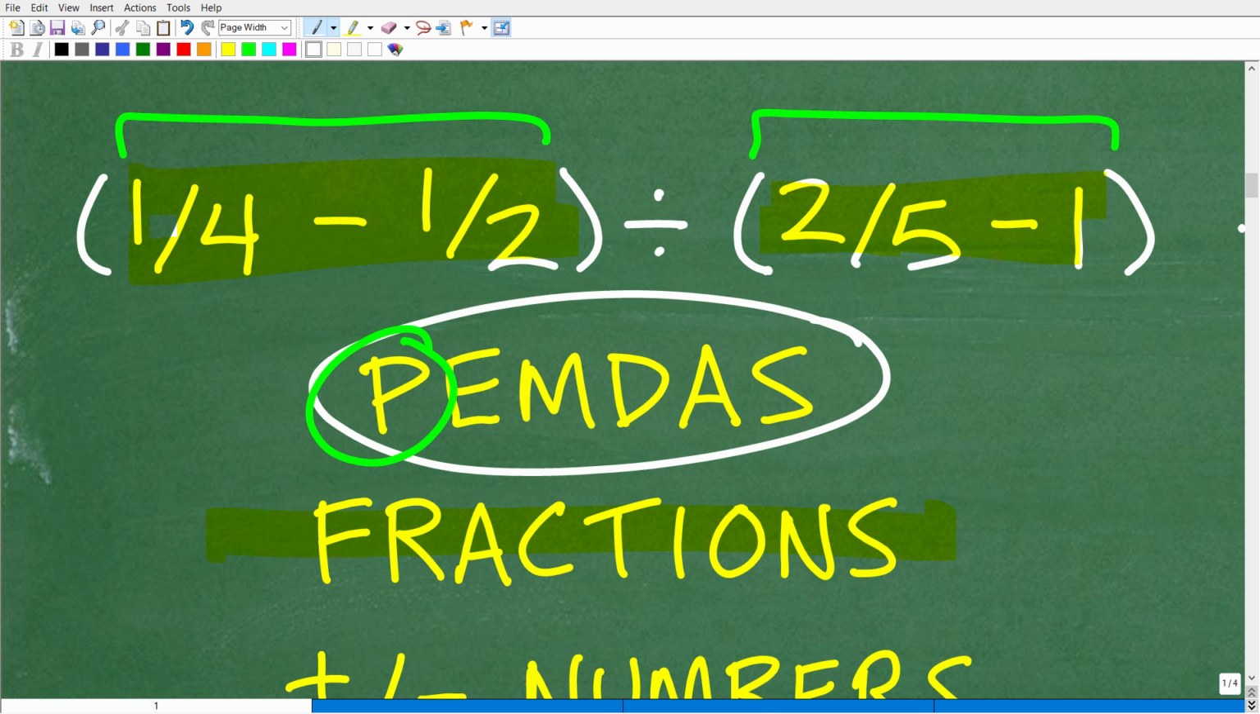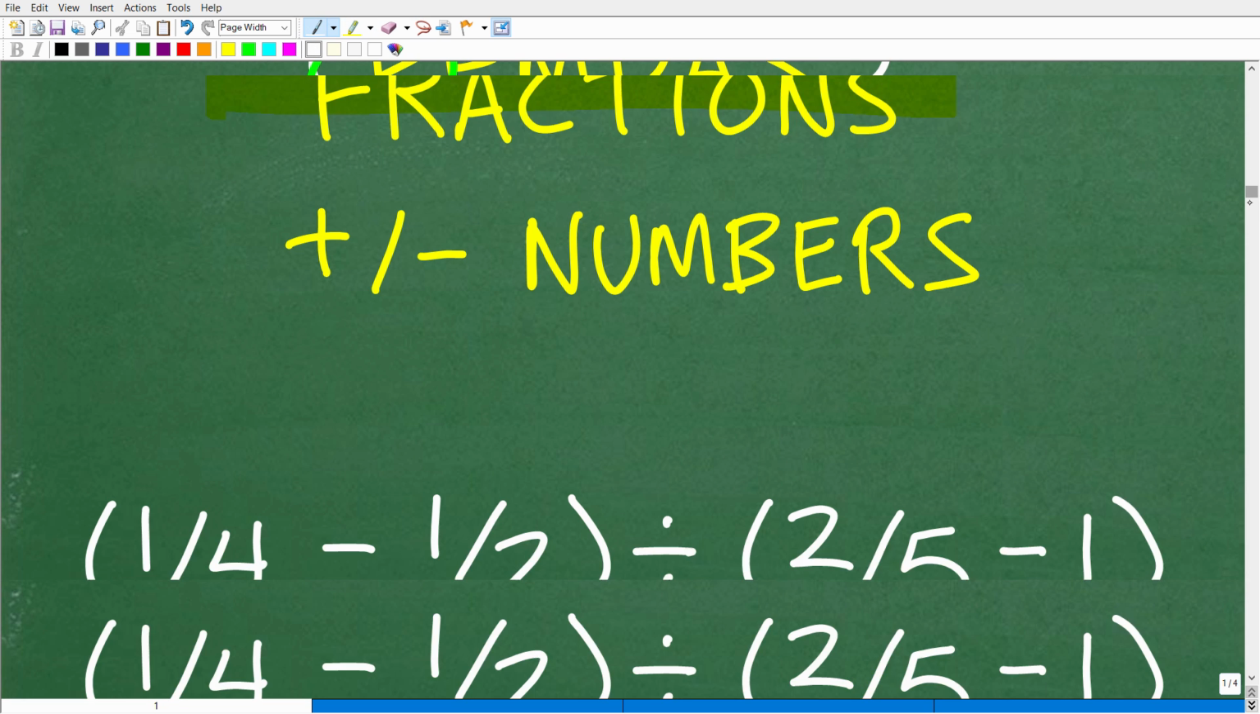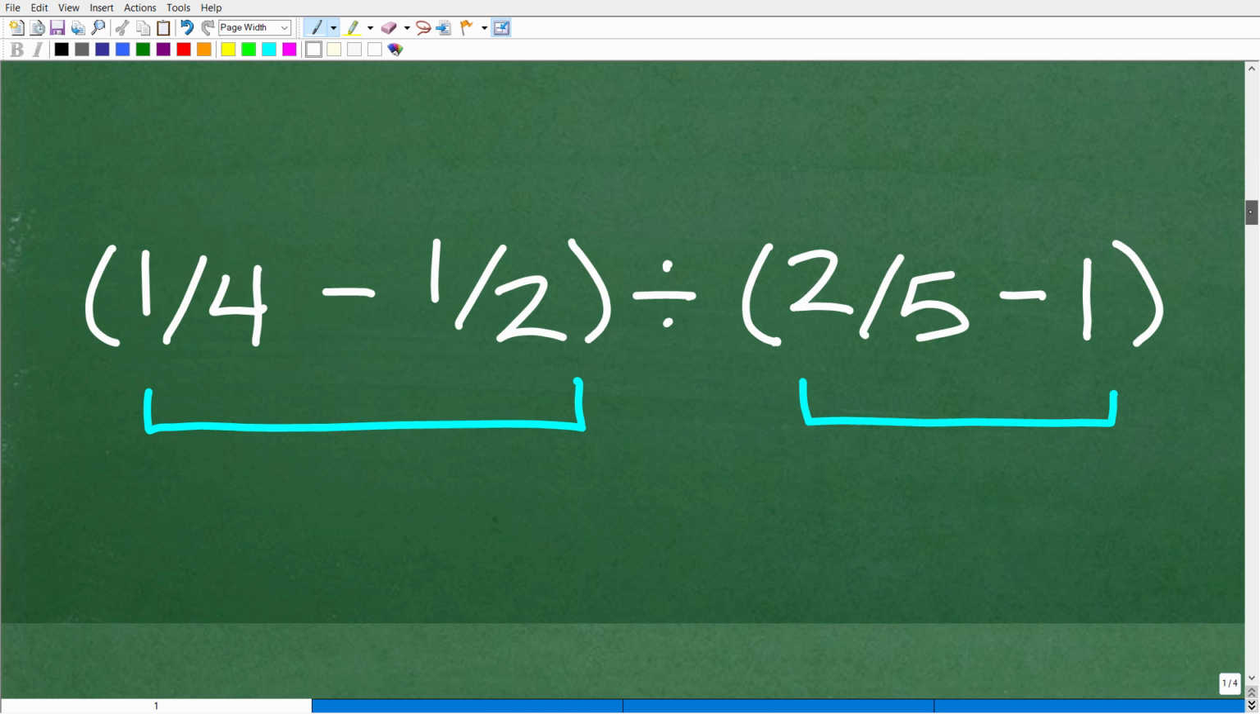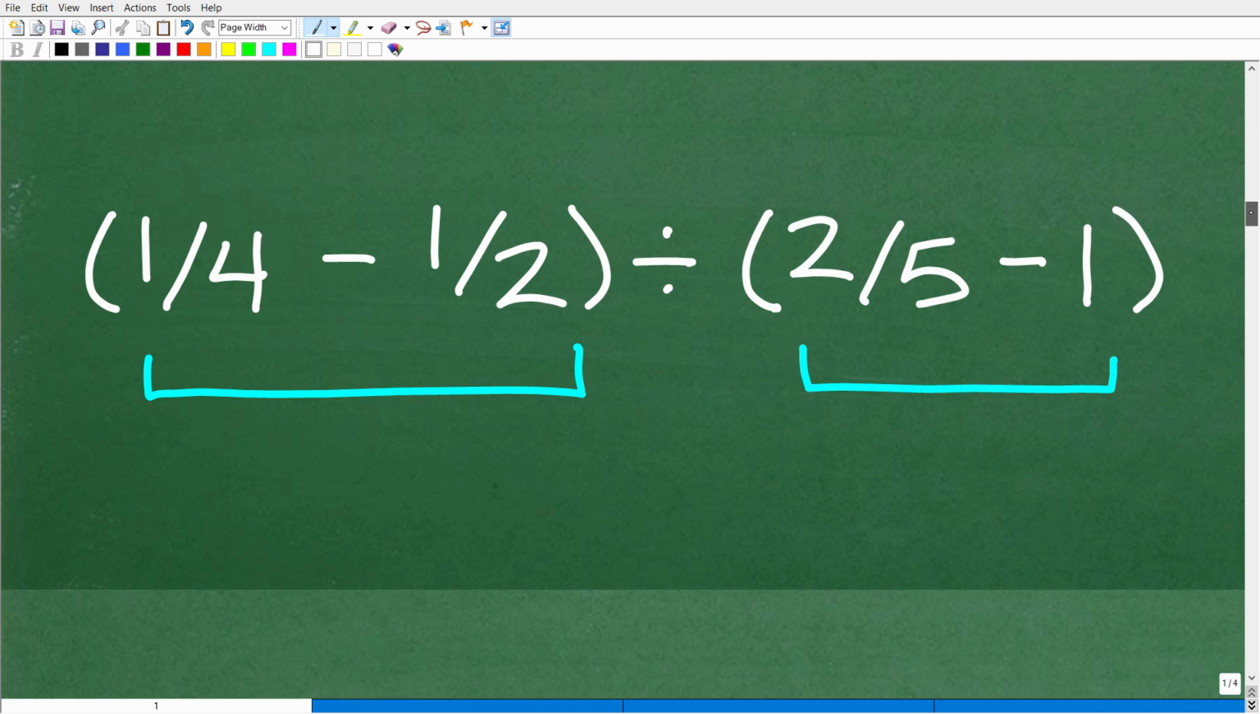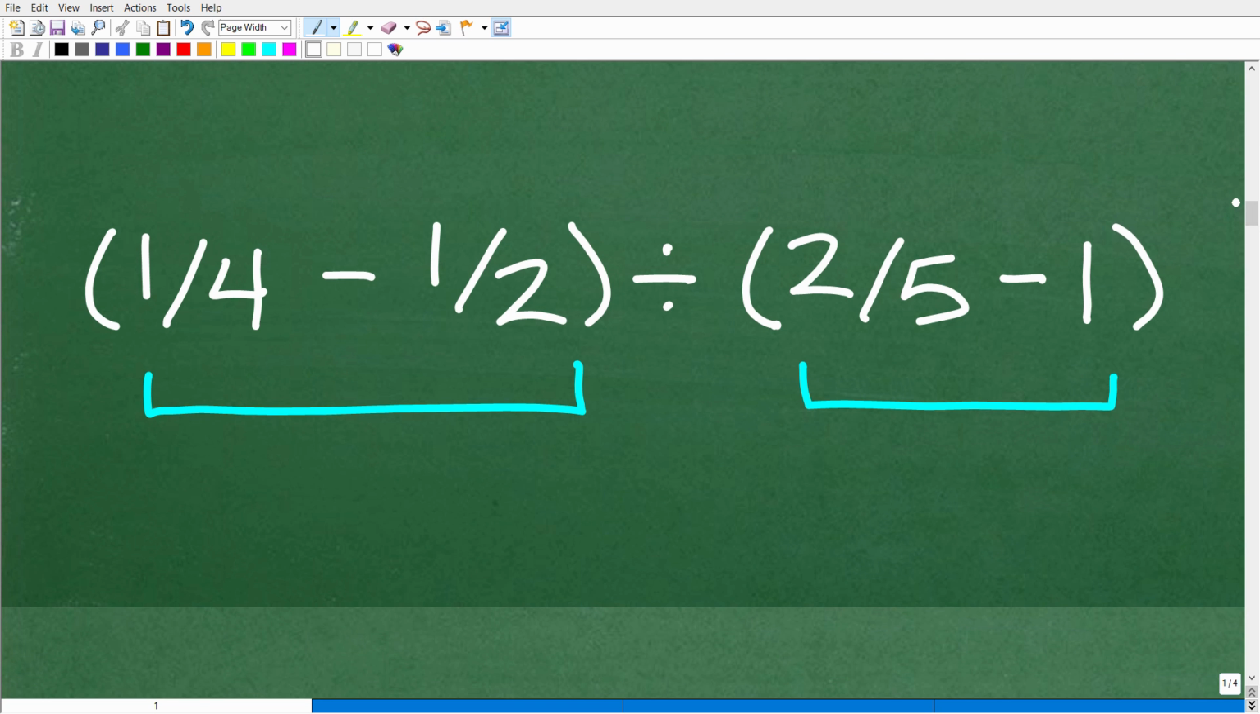How do we subtract fractions? And let's go ahead and get into it right now. Now, I don't want to slow this video down too much and explain this, but let's go ahead and subtract 1/4 minus 1/2 and 2/5 minus 1. So hopefully you remember how to subtract fractions. It's the same way you add fractions.